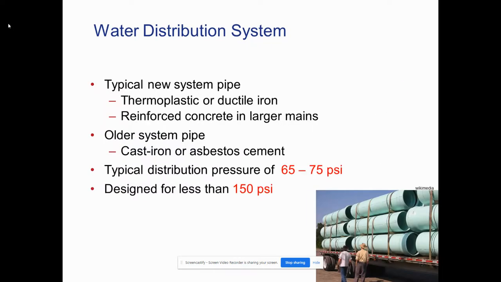Typical new system pipes are thermoplastic. Well, not really, not in PA. We use ductile iron here. The older systems were cast iron or asbestos cement lined. And the typical pressure is 65 to 75 psi. It is designed for less than 150 psi. Water pressure can be pretty intense.